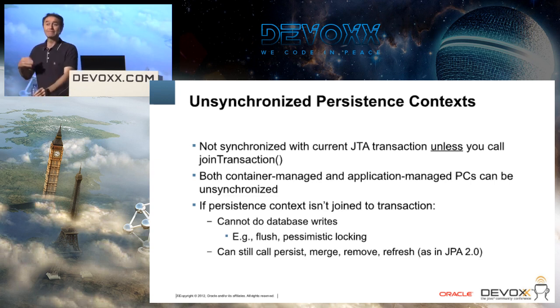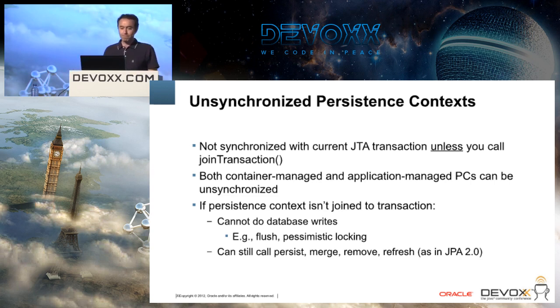Or I should say, it is being introduced and will appear when Java EE 7 ships. So the idea is an unsynchronized persistence context is not connected to the JTA transaction unless you connect it yourself, unless you join it. Okay, so you're going to create one of these persistence contexts. It's going to live independent of the JTA transaction.